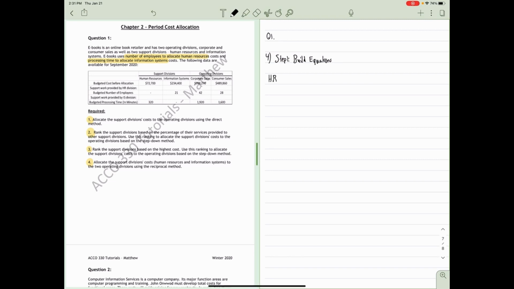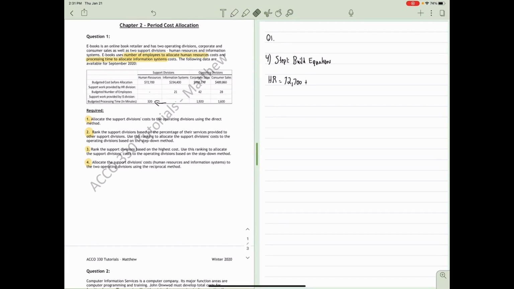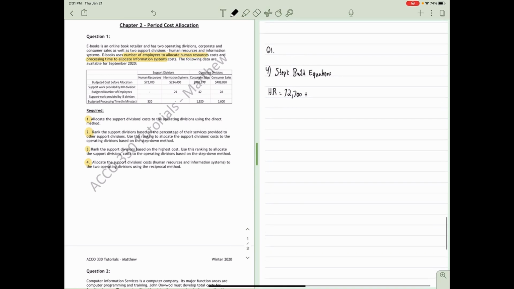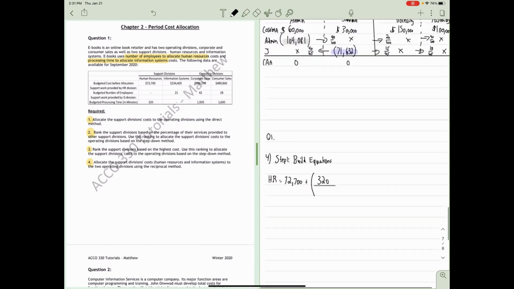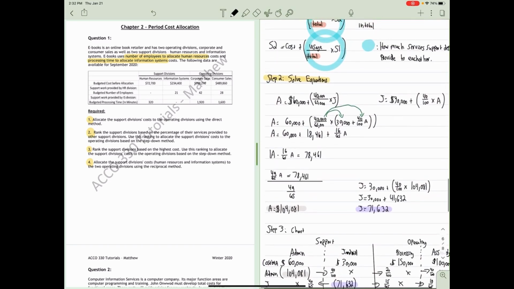Remember, the cost of HR that we're allocating is first off the cost before allocation, so it's the cost 72,700, the cost of the division, plus how much they use of the other support department. So HR incurs 72,700 in cost, but they're also going to have additional cost because they're receiving help from the information systems. So we have to ask ourselves, how much help does HR receive from the information systems? Well, HR receives 320 minutes of, what did we say, 3,840 from before? Was it 3,840? Let me just scroll up.